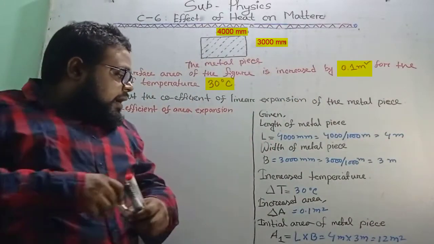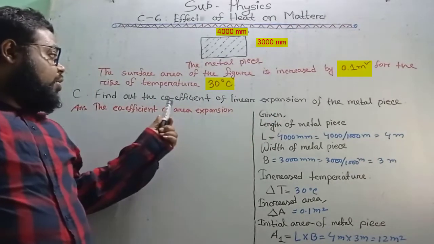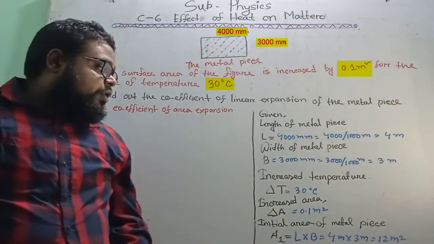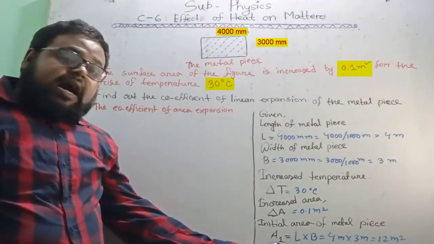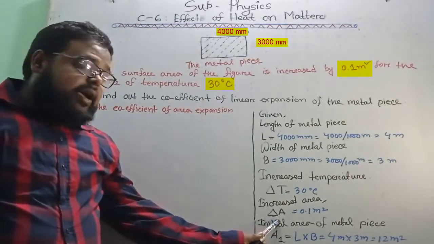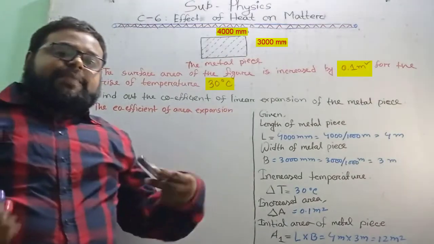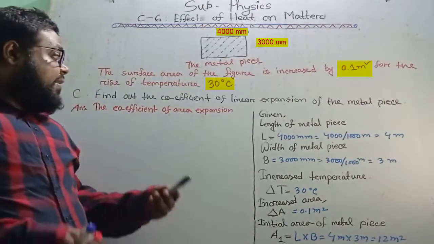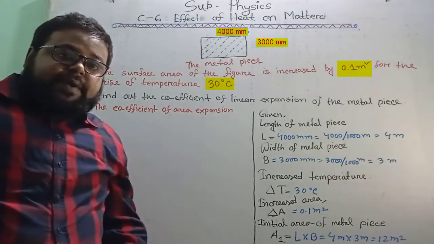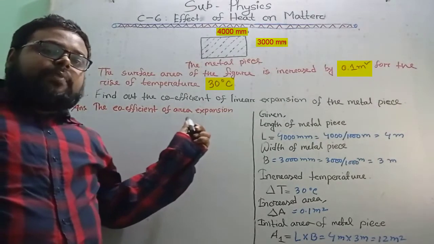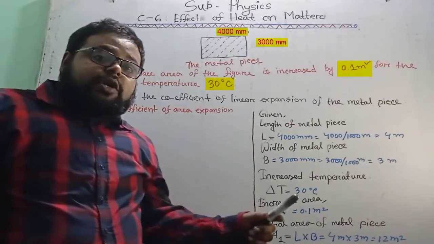Okay, and we have to find the coefficient of linear expansion. Student, we cannot directly find the coefficient of linear expansion by using all of these given values, because here you can see that the initial area and increased area are given, and by using these two pieces of information we can first find the coefficient of area expansion. But after that there is a relation between the coefficient of area expansion and the coefficient of linear expansion. So at first we have to find the coefficient of area expansion. Using this, we have to find the coefficient of linear expansion.